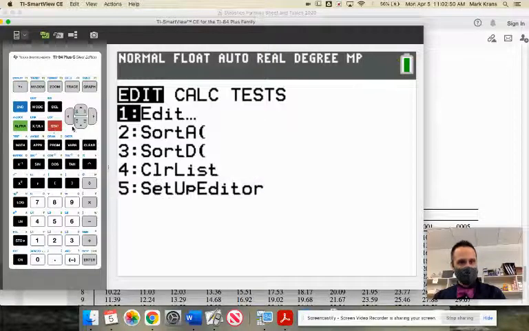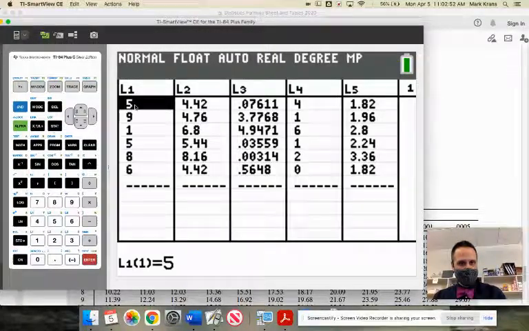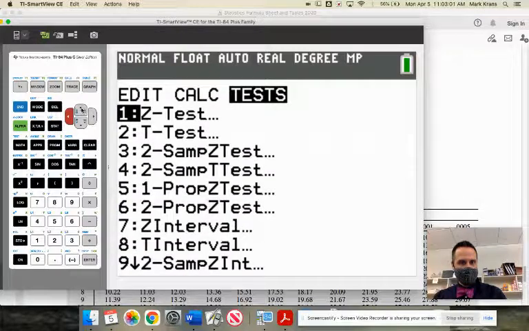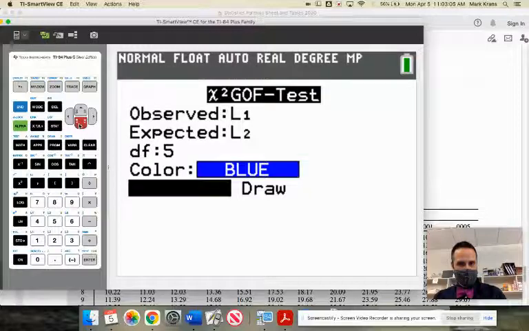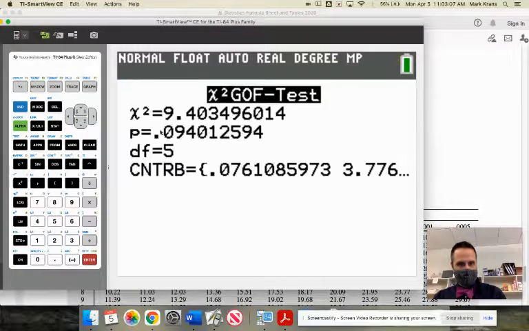So if you look at what I have here, you can see stat edit. I put in my number of each colored M&Ms here and the expected value here, and I can go stat test goodness of fit test, and it will calculate for me my chi-square test statistic, which is great, and my p-value. So there's a little bit of work ahead of time in getting your data into L1 and L2, but it helps you avoid making the table because you get both your chi-square test statistic and your p-value.